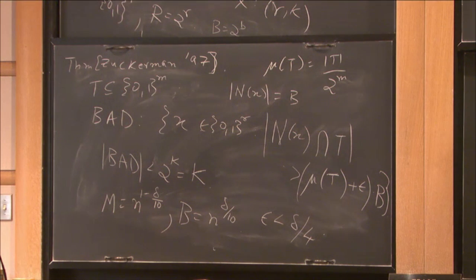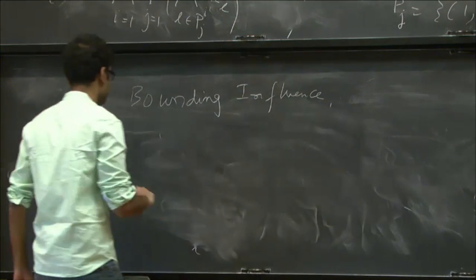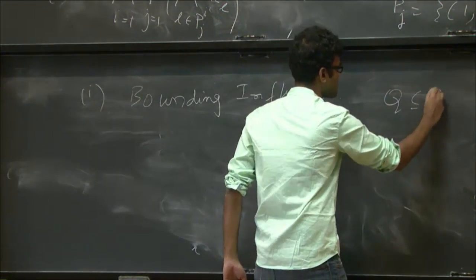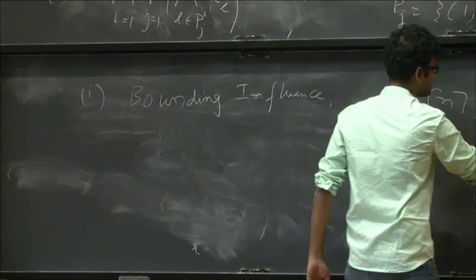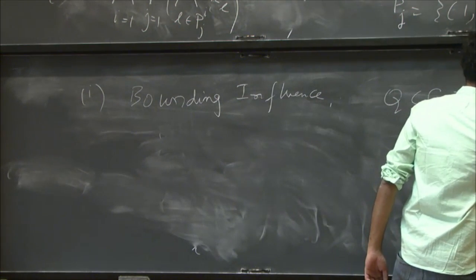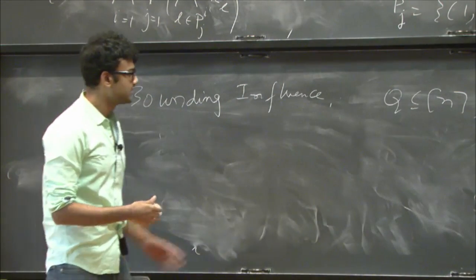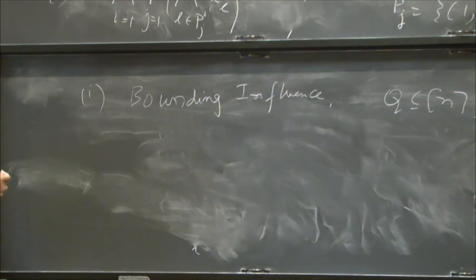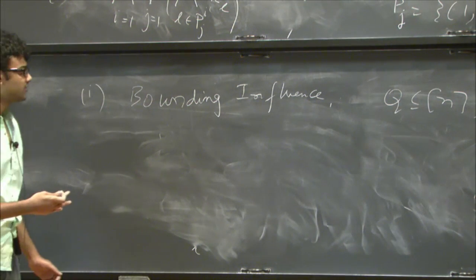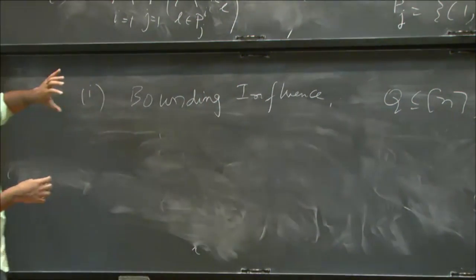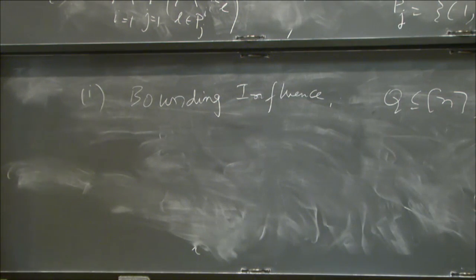Okay. So one part of the proof is bounding influence. So let's suppose we have a set Q, and we want to bound the influence of this set. So let's individually look at the influence of this set on one of the tribe functions.